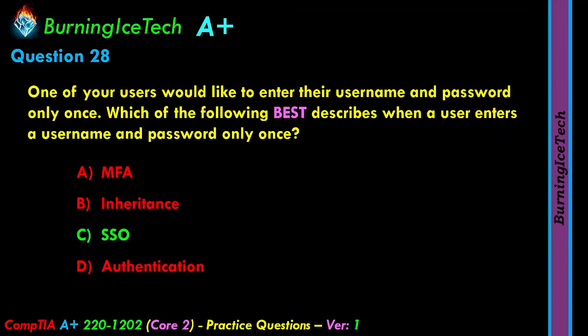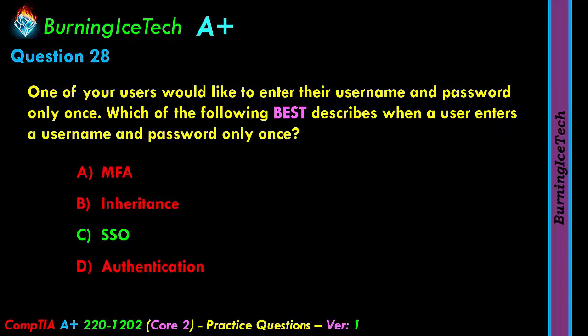D, authentication, is just to prove you are who you claim to be or what you claim to be. But that's all it is. It doesn't say anything about how often you need to do it, or how you need to do it. Authentication on its own is very vague. It's a very vague term. Authentication is just for me to prove I am what I claim to be or who I claim to be. But it doesn't say anything about how I'm doing it or how often I'm doing it. Nothing. So the answer is and remains C, folks. Single sign-on.